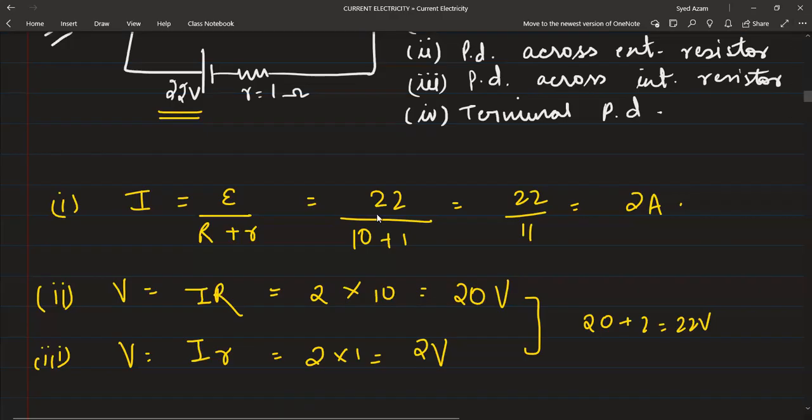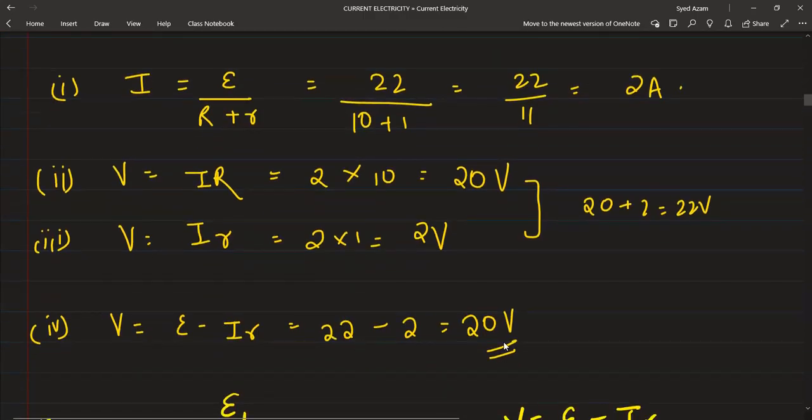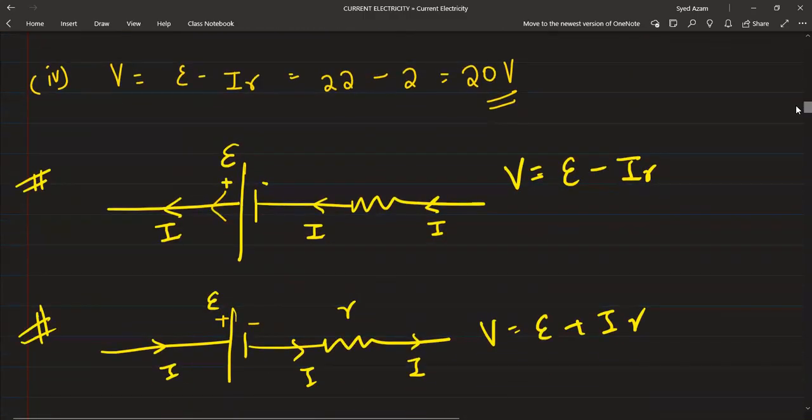And terminal potential difference is EMF minus Ir. So very easy, it will be 22 minus 2, it is 20. Now, I was telling you, if you see the current is going out from the positive terminal, entering into the negative terminal, normally, this is what happens usually. So we use this equation, V is equal to E minus Ir. But in this case, Shwana, if you see the current is coming from the negative terminal and is terminating into the positive terminal, then we use the equation V is equal to E plus Ir. Okay, so be careful if you have this case.